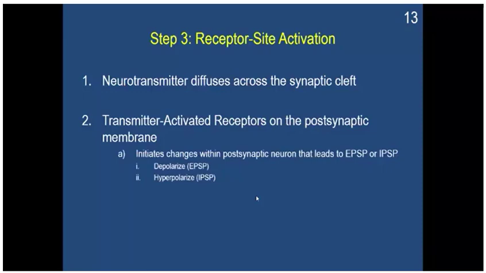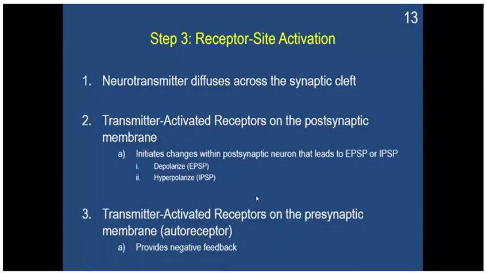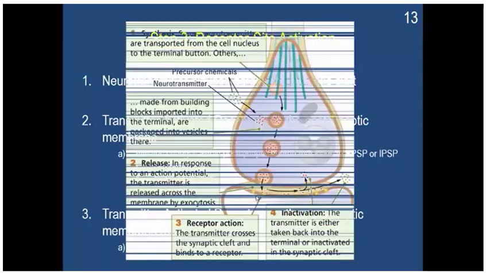Now we're talking about the postsynaptic receptors. There are also presynaptic receptors, and those are primarily used for negative feedback. Not all receptor systems, not all neurotransmitter systems use them, but I'll highlight the ones that do. So there are receptors both on the postsynaptic neuron and the presynaptic neuron. Here's a picture.